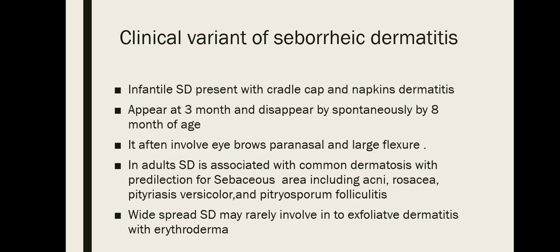Clinical variants of seborrheic dermatitis. Infantile seborrheic dermatitis presents with cradle cap and napkin dermatitis. It usually appears at 3 months and disappears spontaneously by 8 months of age. It often involves eyebrow, paranasal, and large flexural areas. In adults, seborrheic dermatitis is associated with common dermatoses with predilection for sebaceous areas, including acne, rosacea, pityriasis versicolor, and Pityrosporum folliculitis. Widespread seborrheic dermatitis may rarely evolve into exfoliative dermatitis with erythema.